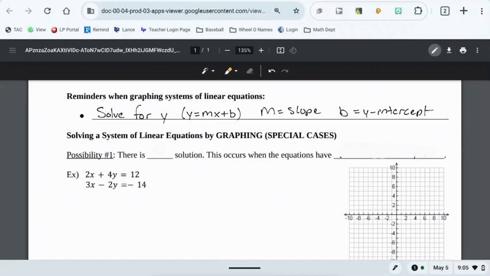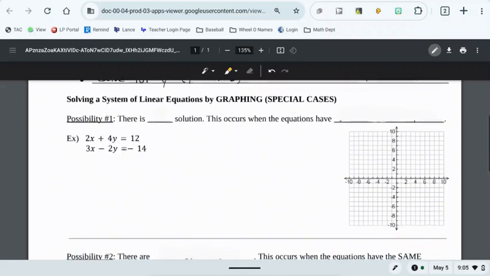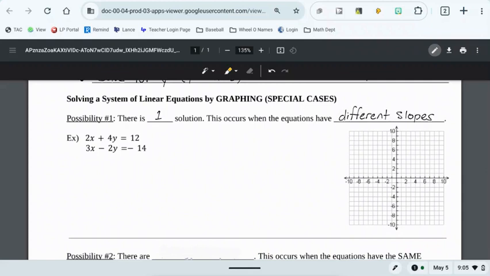Okay, so on to our first of three special cases. We have possibility number one. If we're given two linear equations, and there is one solution when this happens, this occurs when the equations have different slopes. So the only thing we need to focus on is the fact that they have different slopes. Let's take a look at this example.